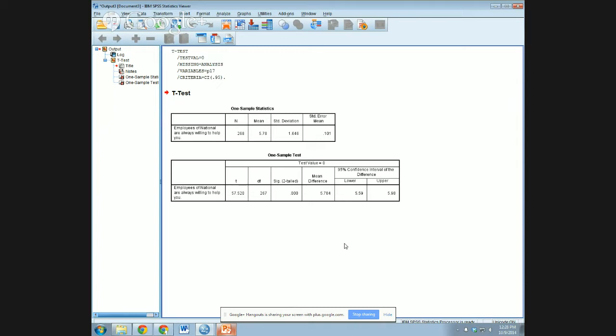My hypothesis would have been customers believe that there is no difference between the sample mean of employees willing to help versus the population mean. What does this find? This finds there is a significant difference between the population and the sample means. Okay, so that was the t-test. Let's do another one.